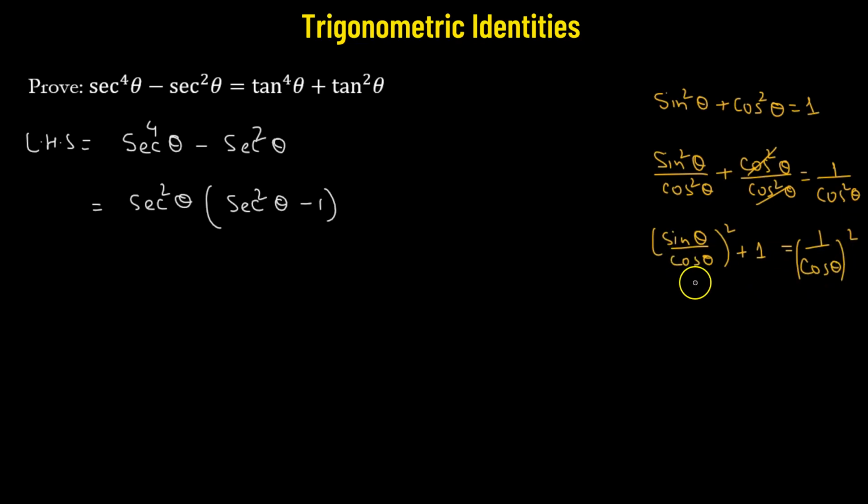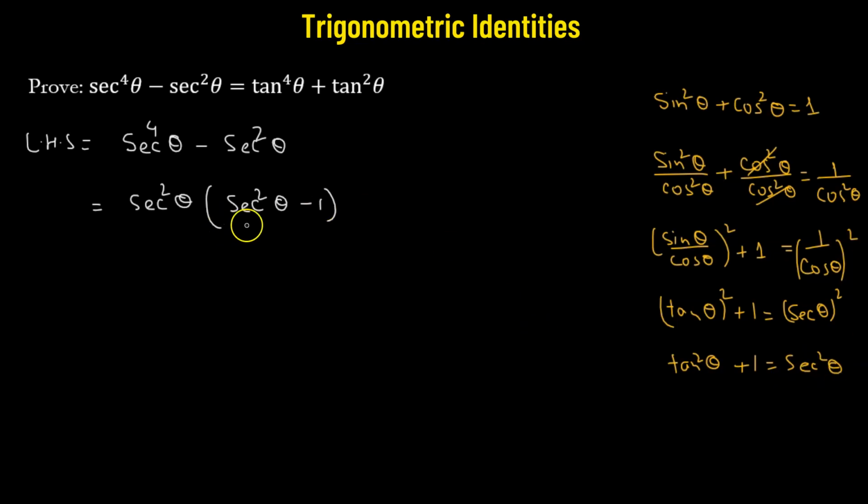So the ratio sine over cosine, that's the tangent function. So we have tangent of theta, whole squared, plus 1 equals 1 over cosine theta, and that's the secant function. So we have secant of theta, whole squared. That means we have the new identity: tangent squared theta plus 1 equals secant squared theta.